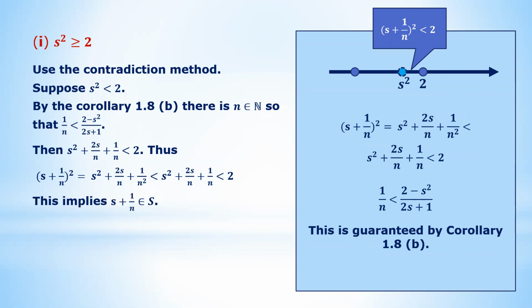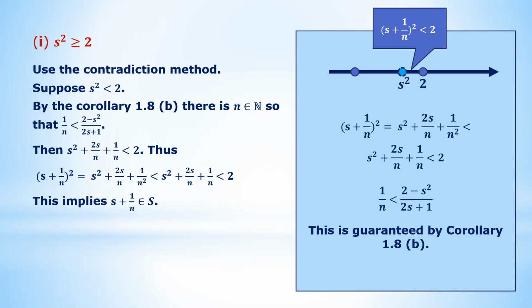Why? If you have s plus 1 over n squared less than 2, this means that s plus 1 over n is inside the set S. That follows from the definition of the set S, because any number in this set S, the square of this number is less than or equal to 2, right? Now I got s plus 1 over n squared is less than 2, so this indicates that s plus 1 over n belongs to S.